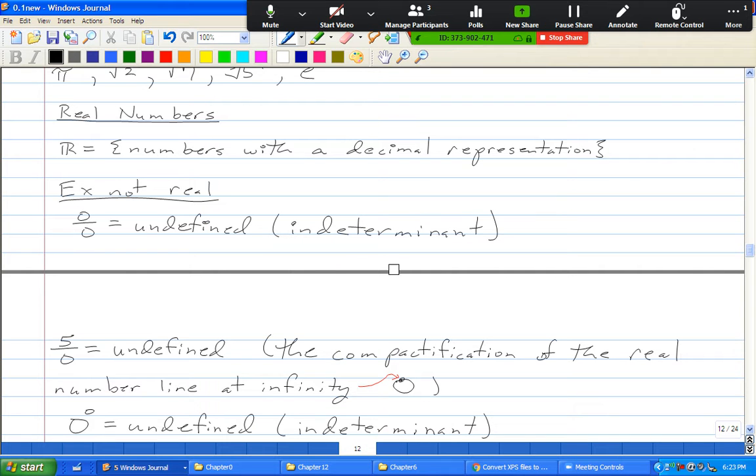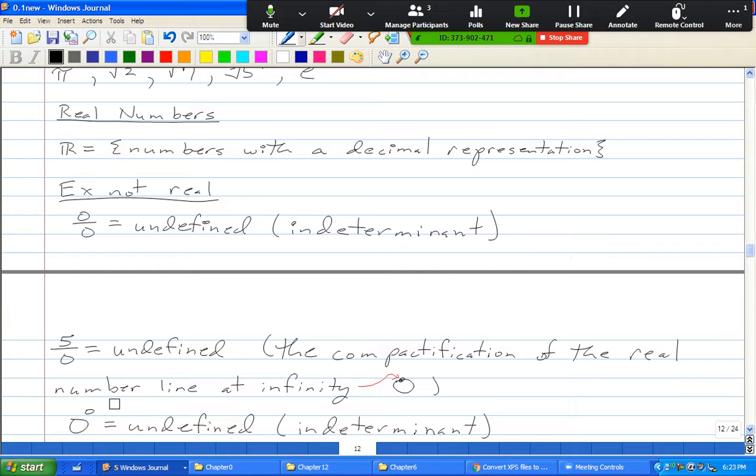Next, 0 to the power 0. That's undefined. If you notice, 0 squared is 0. 0 to any non-zero power will be 0. But 5 to the power 0 is 1. 20 to the power 0 is 1. So any non-zero base to the power 0 will be 1.